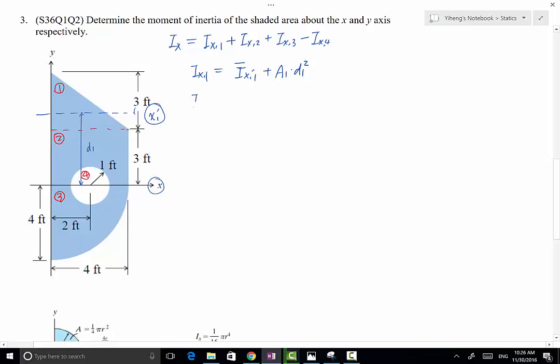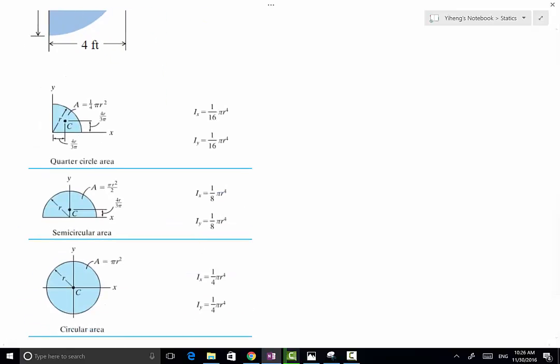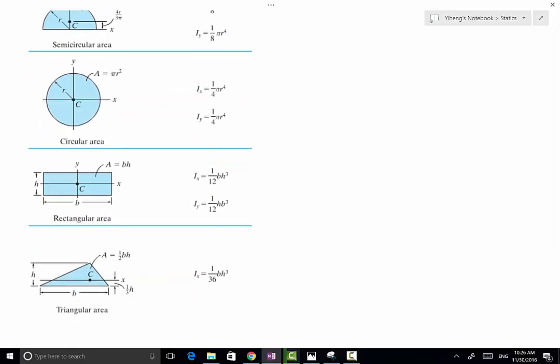So our Ix equals, for the first one, we do the triangular shape. We need the moment of inertia about its own centroidal x1 prime axis. For that, we can use the standard formula, like this one right here. Ix equals 1/36 b h to the third power, where b is the base and h is the height of the triangle. And pay attention to where the x-axis is. It is the centroidal axis, at 1/3 h height from the base.